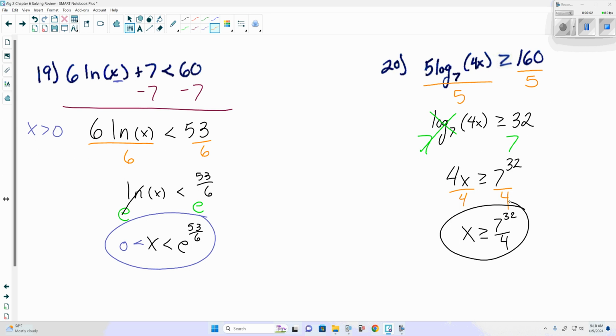And that's it. Because it is greater than, if we did check for our restrictions or what x cannot be, it's saying that x has to be greater than 0. Well, that is indeed greater than 0 by a lot. Questions on this here?